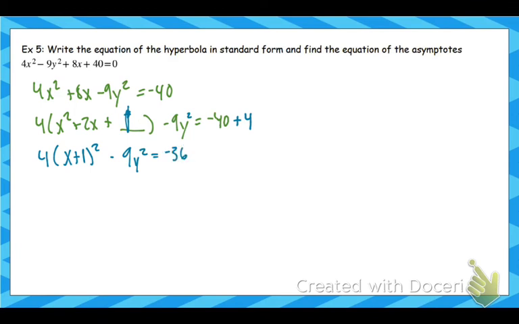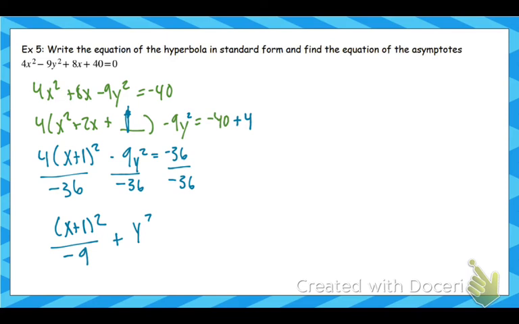Now this whole thing is supposed to equal 1. So we have to divide everything, just like we did in the last one, by negative 36. Now we can reduce the fractions. And if I have a negative divided by negative, that becomes plus. So what I'm probably going to want to do is rewrite this in the order I'm used to seeing it. The one that's positive should come first, and the one that's minus should come second.